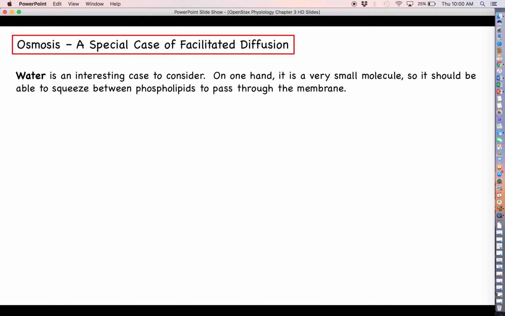We still have one more special case of facilitated diffusion to cover, that being the case of water. But osmosis, the movement of water across a membrane by facilitated diffusion, is a topic in and of itself that is going to require quite a bit of time devotion on our part. So we are going to go ahead and cut this video off here, and we will start discussing osmosis when we come back.